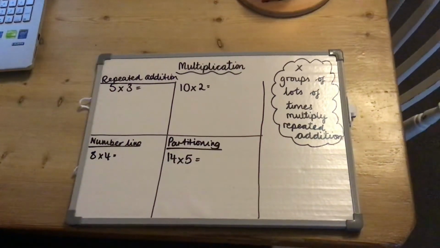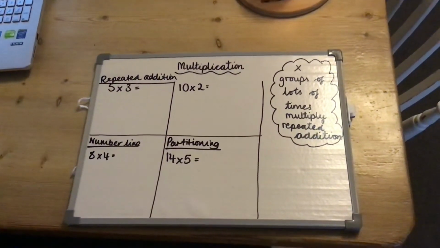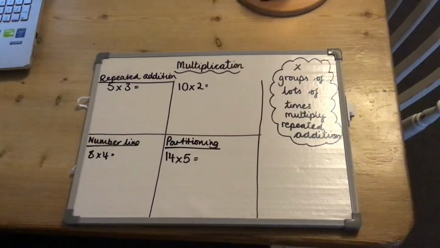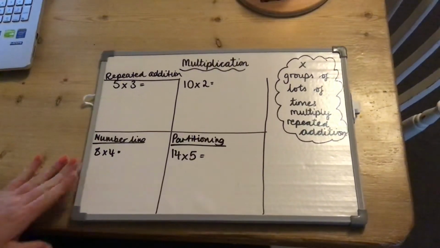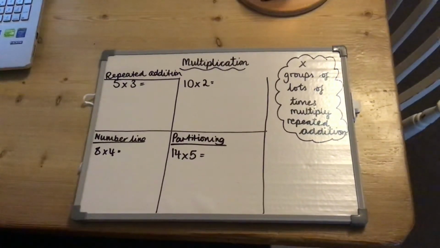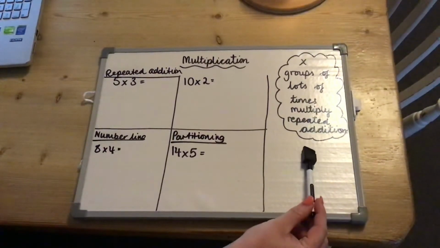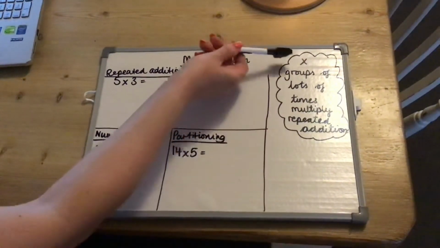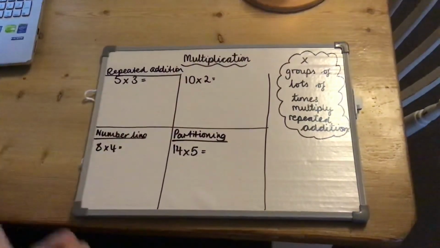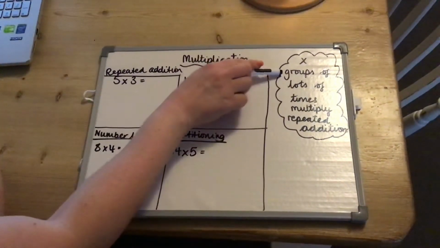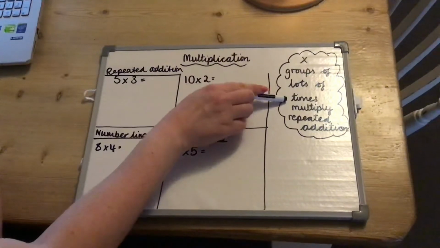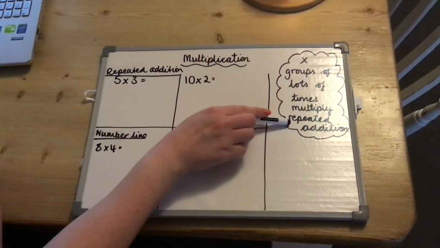Hello Year 2, today we're going to talk about multiplication and we're going to look at the different ways that we can use to solve multiplication problems. In preparation for this, I have done a word bank over here of words that represent this symbol. So we're going to have a quick look through them. We've got groups of, lots of, times, multiply and repeated addition.